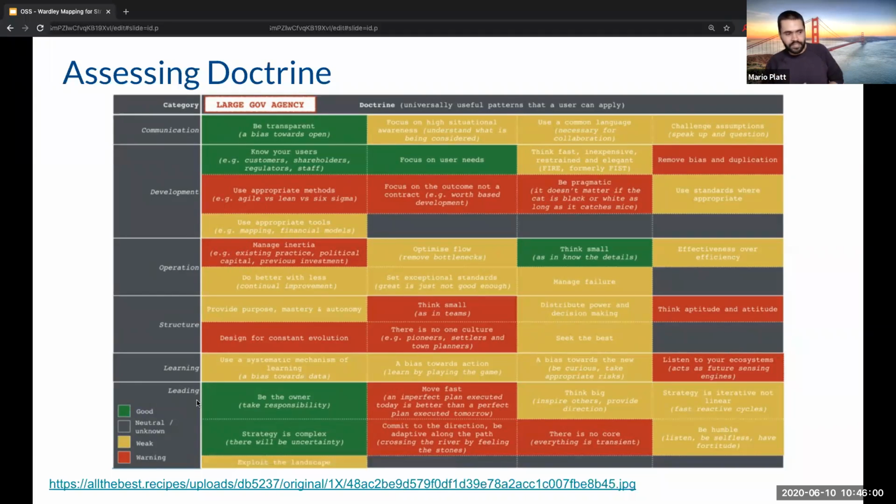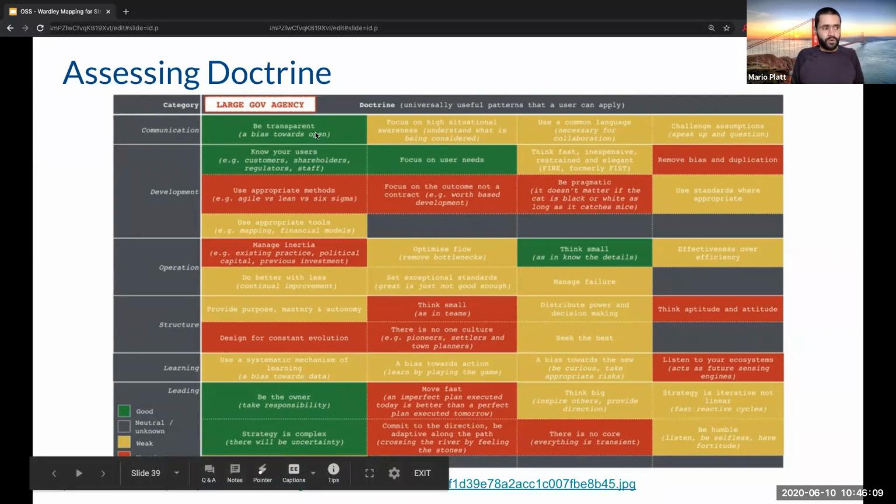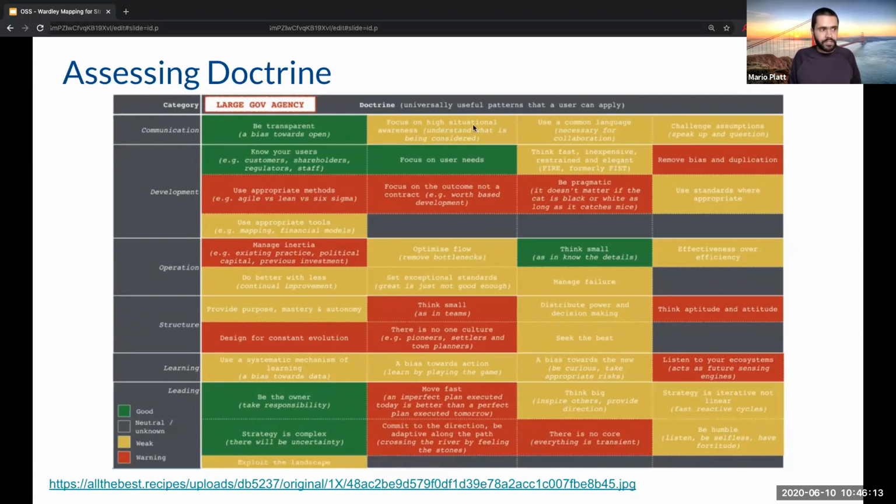And the suggestion on how to use doctrine is that you should identify how well you are doing each of these things. So do you have in your team or your organization transparency? Do you focus on high situational awareness? Do you use a common language, which is necessary for collaboration? Do you have a method to challenge assumptions? So can people speak up and question and feel psychologically safe by doing so? So those are the kinds of things that doctrine is about.